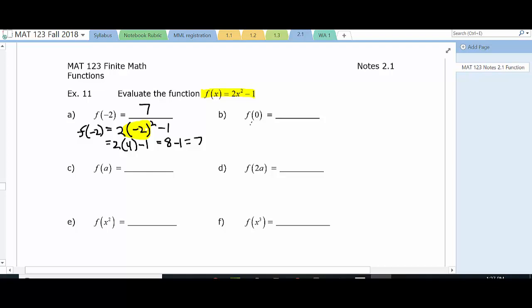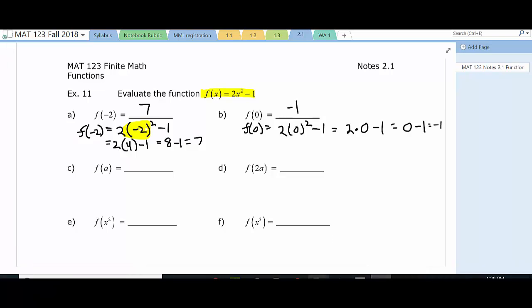And then the same thing with f of 0. For f of 0, all you're going to do is replace x with 0. So you're going to have 2 times 0 squared minus 1, and then work out the arithmetic. Do the exponent first, which is 0. So 2 times 0 minus 1 would be 0 minus 1. So that's going to be negative 1. Okay, that's what that is.